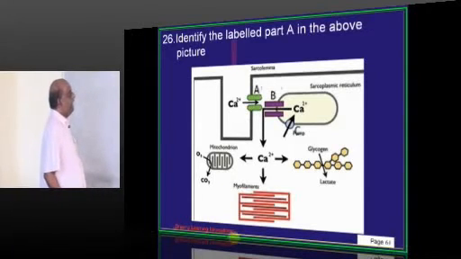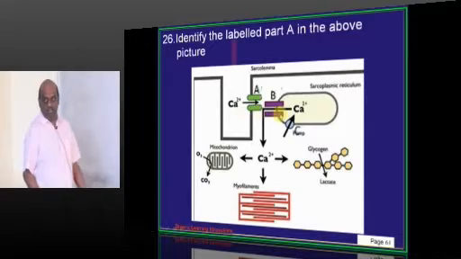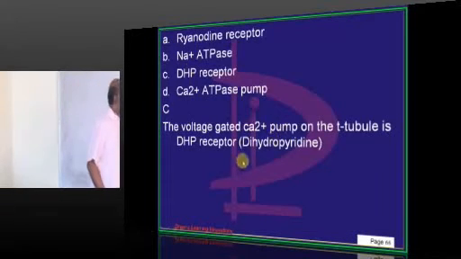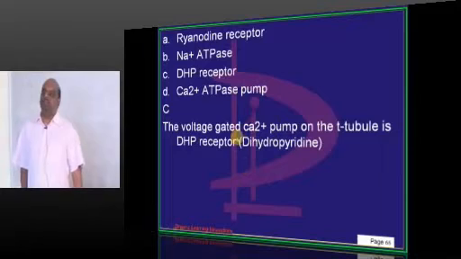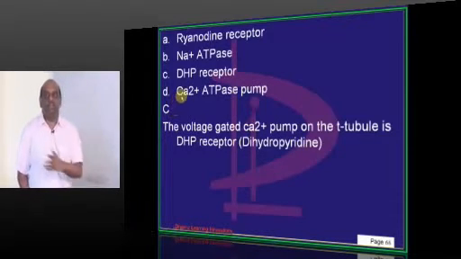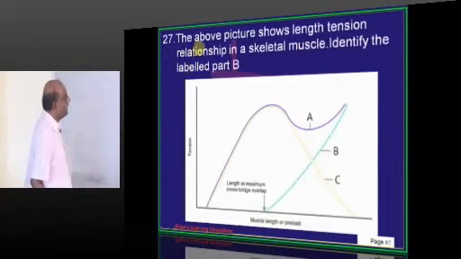This labeled part A is a calcium channel. So, what is it most likely to be? It should be a dihydropyridine receptor which is responsible for the calcium transportation. It is the calcium pump, is what you have to recognize.